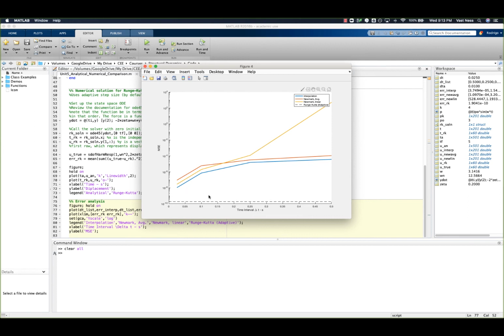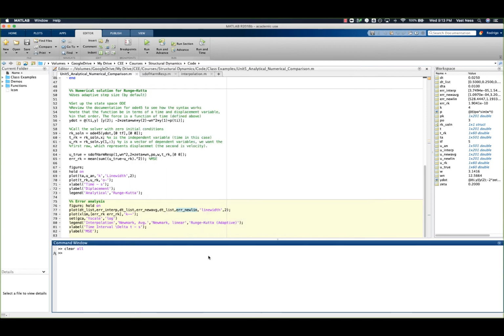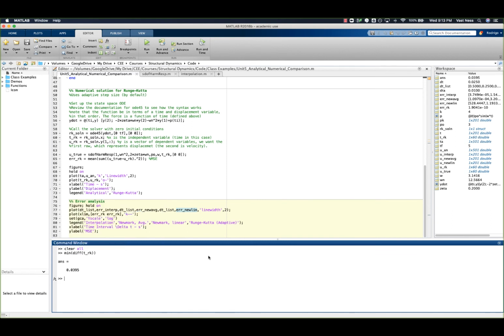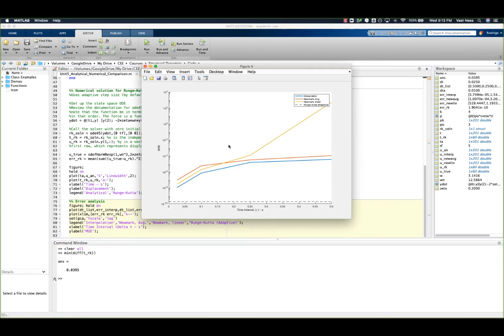For the Runge-Kutta method, the error is displayed simply as a line because we can't define a specific time interval for this method. We can, however, look at the minimum step size, which in this case happens to be around 0.04. So that is actually greater than the minimum step size that we used for the other methods, which was 0.025.